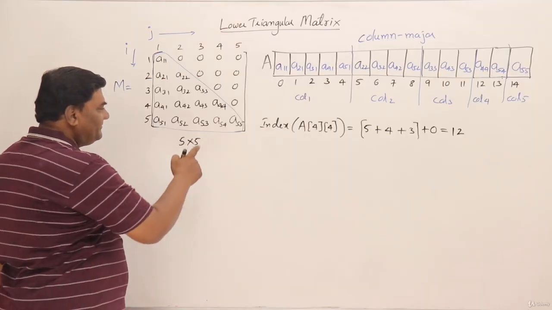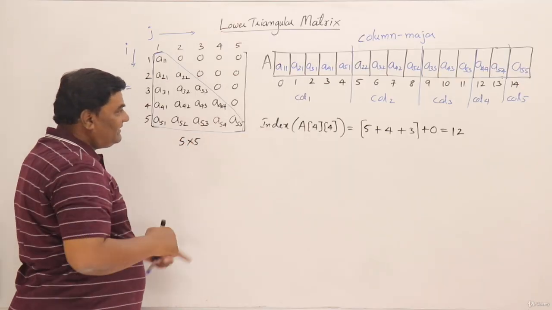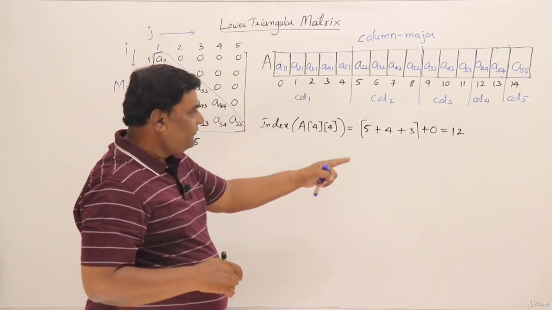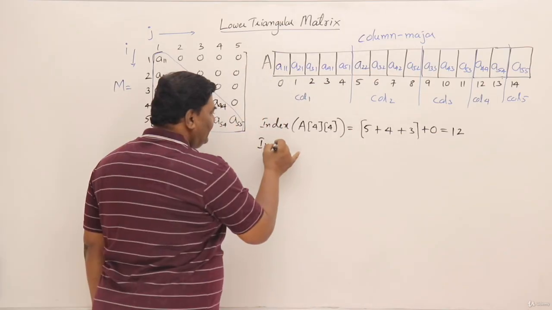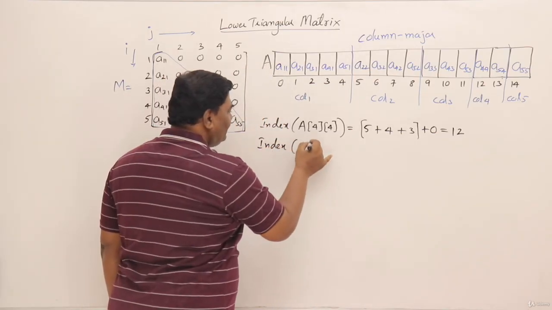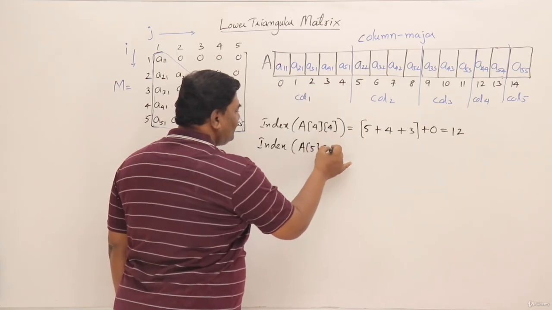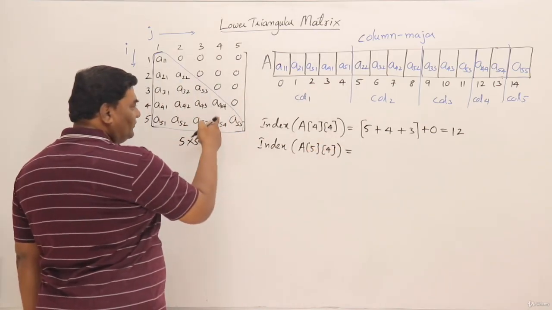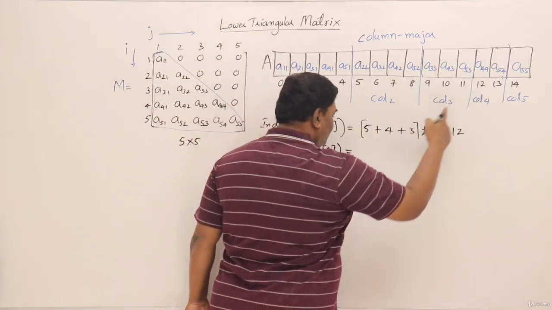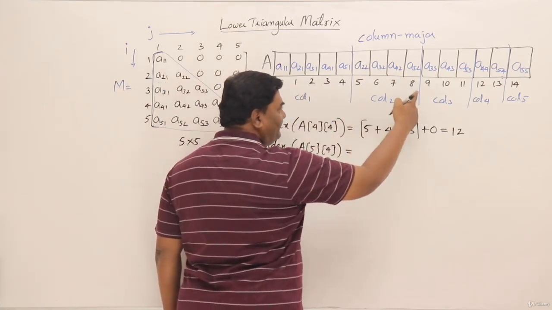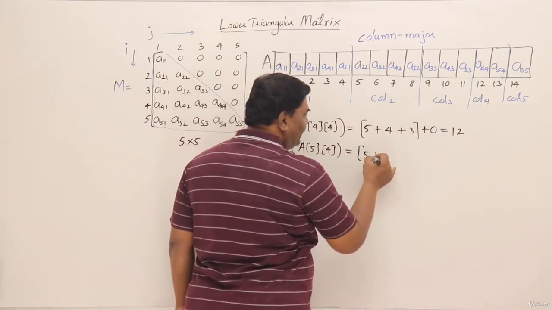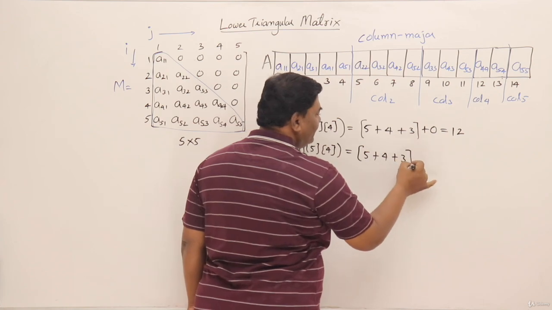Next, I want the element that is 5 comma 4, that is in the same column, column 4. So let us get the index for that one. Index of A of 5 comma 4. So this is again in the fourth column. For reaching the fourth column, I should skip the elements: 5 elements, 4 elements, then 3 elements. So this is 5 plus 4 plus 3.